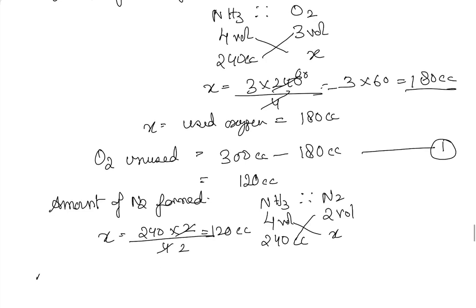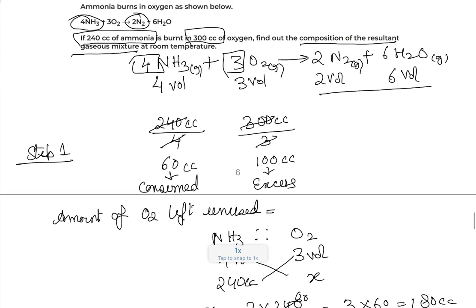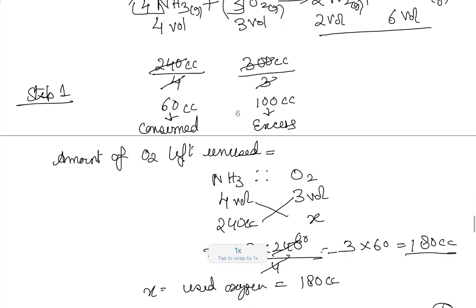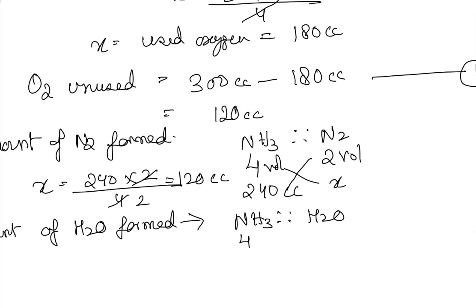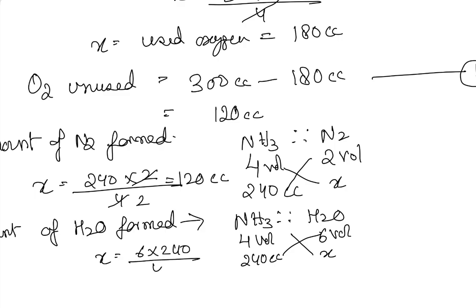Now the last product is left: the amount of H2O formed. The same thing again we are going to do. We are going to compare ammonia with water in the balanced equation. In the balanced equation, 4 volume of ammonia is producing 6 volume of water. So I am going to use that. So 4 volume to 6 volume; here 240 cc will be producing x. So x will be equal to 6 into 240 upon 4. That you will solve, and you will get 360 cc.